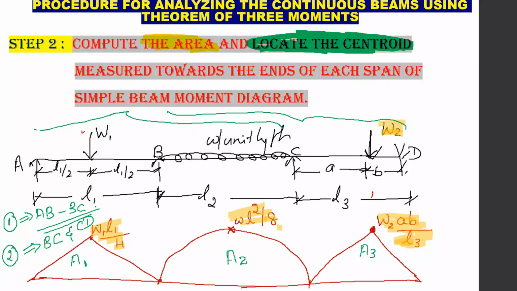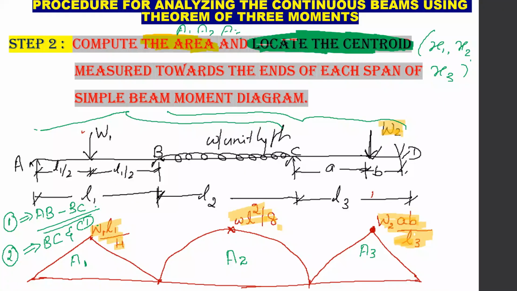When you take the first pair of spans, you will get one equation. When you take the second pair, you will get another equation. I will explain this later. Now, when you take the spans AB and BC, you have to calculate. Our areas are A1, A2 and A3. Similarly, the centroids will be X1, X2 and X3, because we have three spans.